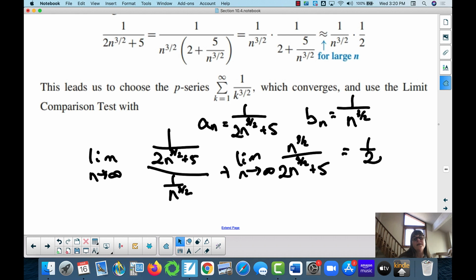And so because that equals 1/2, that is a number between 0 and infinity. So because of the p series, since p is greater than 1, the p series converges. And so then this series also converges.